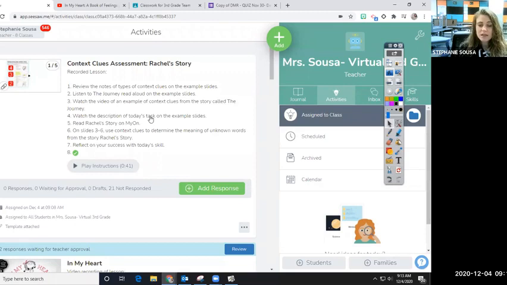Then independently, you are going to read Rachel's story on Mayan. This is just like the books we've been reading, but this is going to be about a young lady who has immigrated. On slides 3 through 6, you're going to use context clues to determine the meaning of unknown words from Rachel's story. And as always, you'll reflect on your success with today's skill.